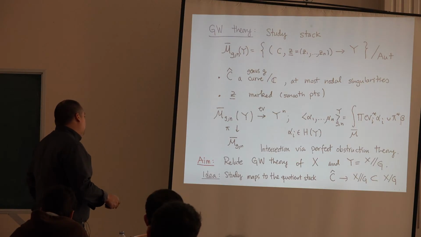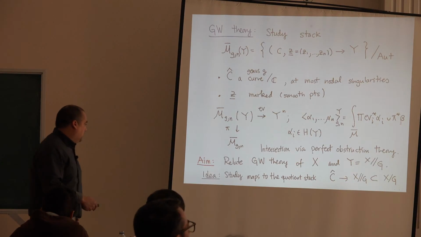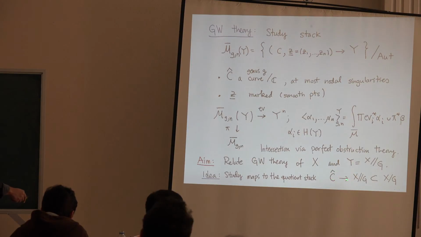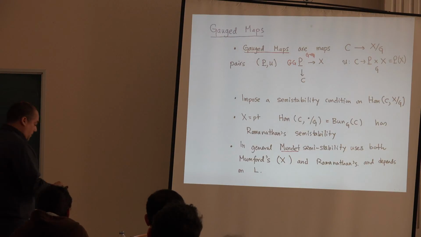And so pretty much what I want to do is to study maps that go from a nodal curve into the quotient, the GIT quotient, but this sits in the quotient stack, and therefore I will start thinking of maps that go from a nodal curve into the quotient stack itself. And those things are called gauge maps. Well, I call them gauge maps. Some other people call them in different ways.